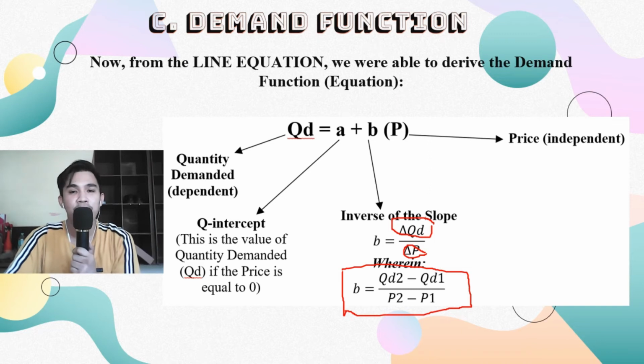Then after B, we have A + B × P. This P refers to our price, which is the independent variable. So let us proceed to the next slide.